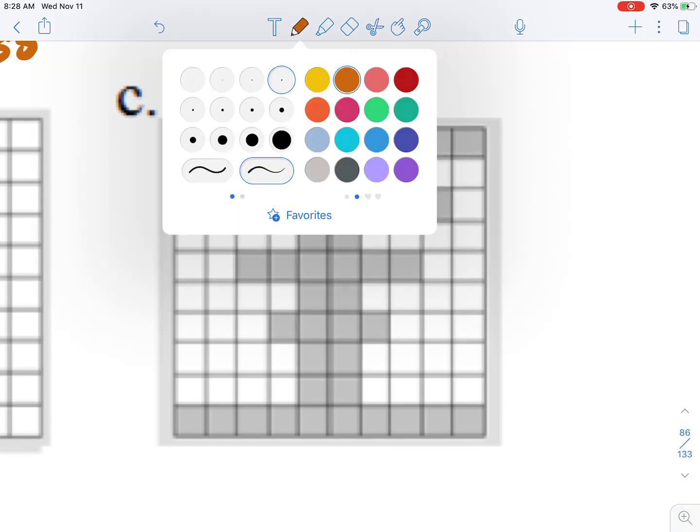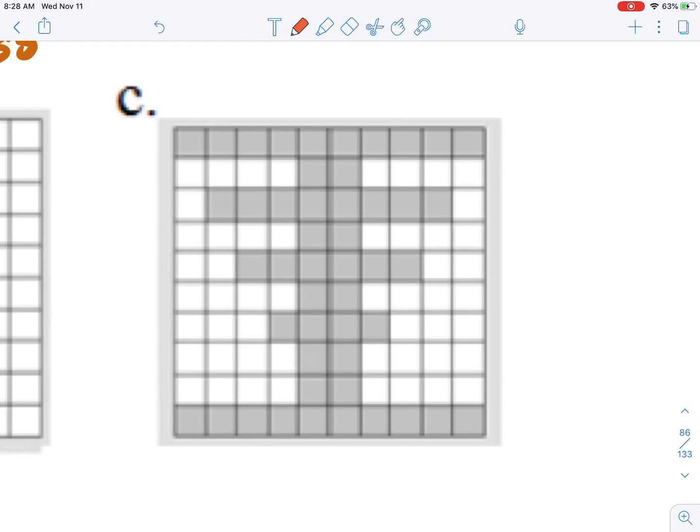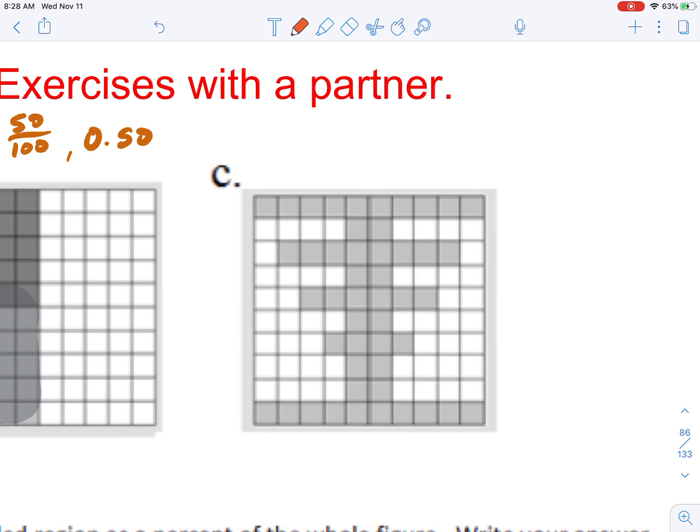You should have paused the video and attempted to give me the information for this 10 by 10 grid. There are 48% shaded, okay? 48% as a decimal is 0.48, 48/100. And as a fraction, it is 48 over 100. Okay?